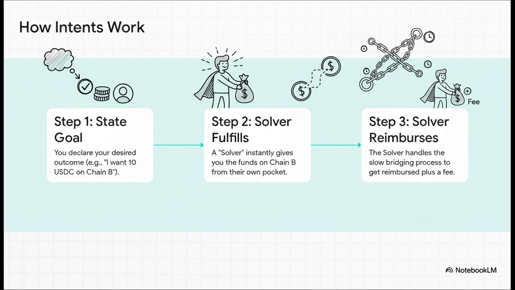It's that simple. So how does this magic work? Well, it's pretty cool. You just state your goal. Then, a specialized agent called a solver sees your request and instantly, and I mean instantly, gives you the funds on the other chain right out of their own pocket. For you, the whole thing is done in a second. The solver is the one who then takes on all the risk and deals with the slow, complicated bridging process in the background to get their money back, plus a little fee for their trouble.